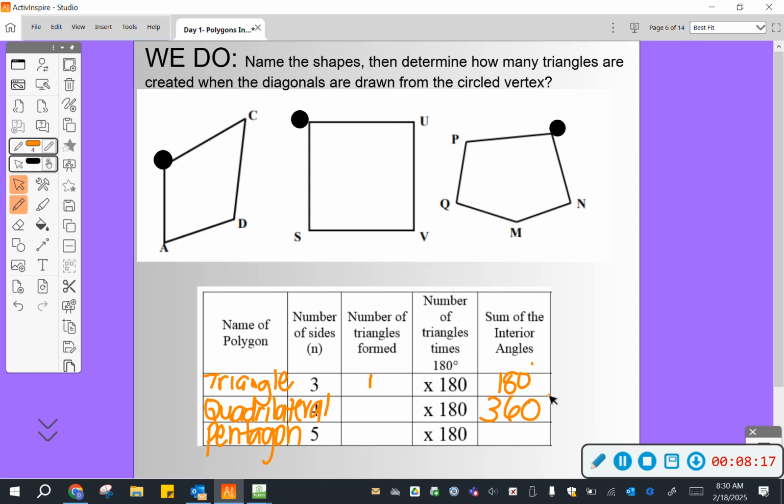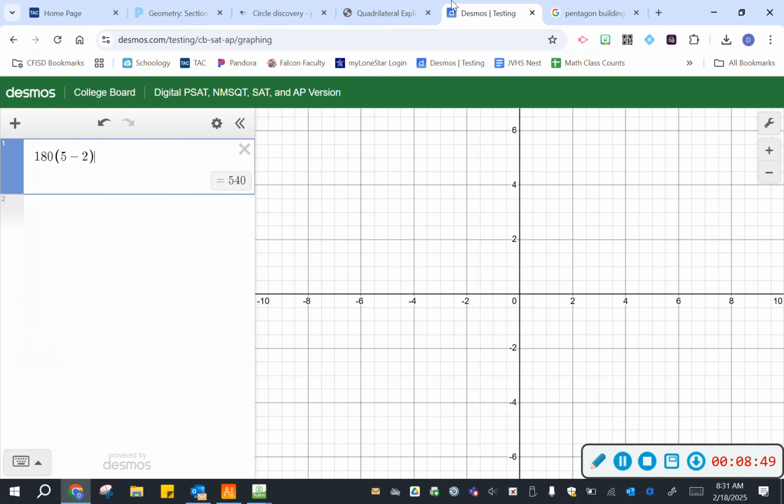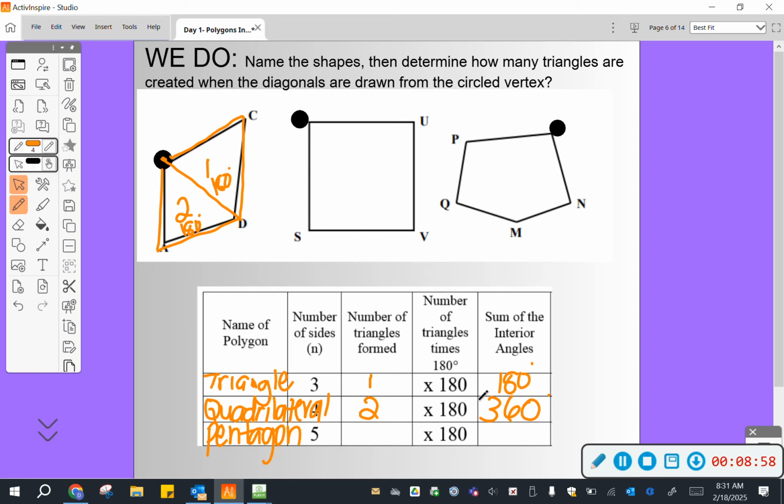So can everybody look up at my board, please? Do you agree this is 1, 2, 3, 4 sides? Y'all agree with that? And then I'm going to connect this with a diagonal. How many triangles did I just create? 1, 2. And if one triangle has 180 degrees and the other triangle has 180 degrees, how many degrees? 360. What is 180 times 2? 360. So that is why, if there are 2 triangles, 2 times 180 is 360.